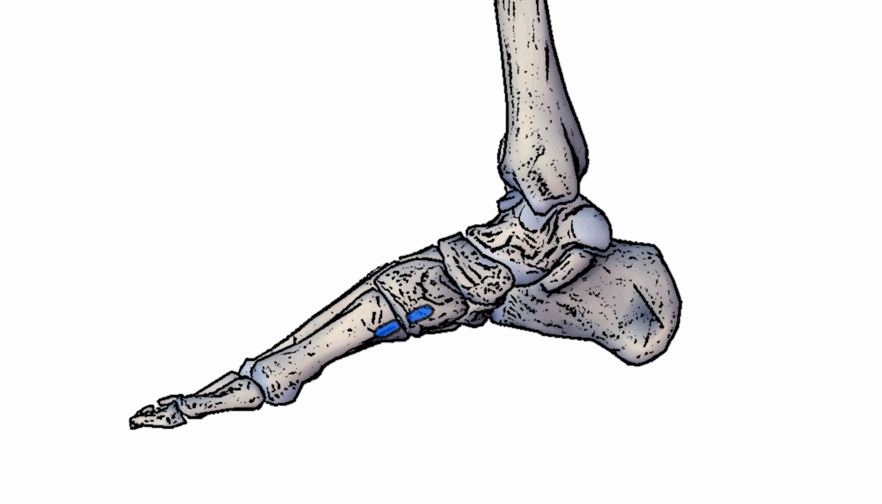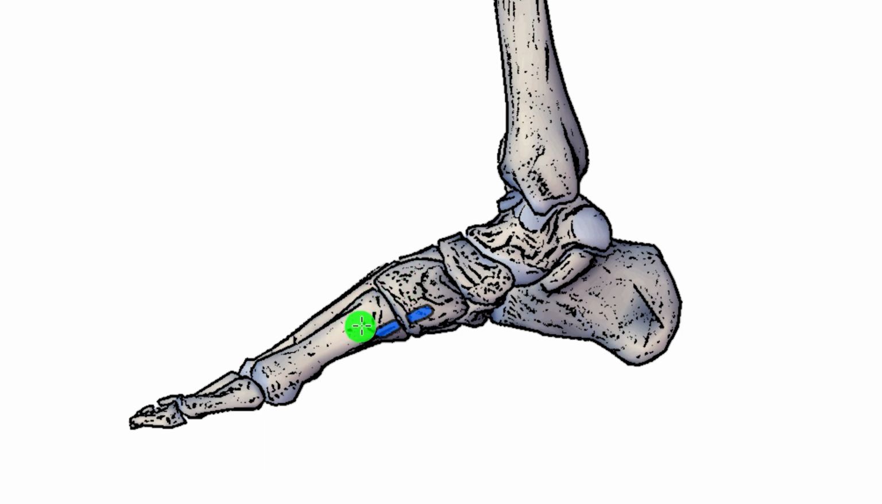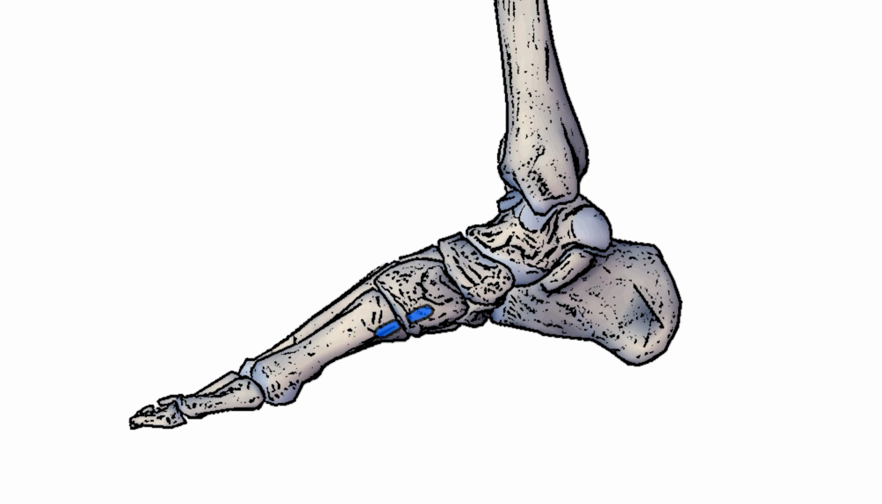So now you can see I've highlighted those insertion points here in blue, and our first insertion point is going to be this section here, and that's inserting onto the medial cuneiform bone. Our next insertion is on this bit here, and you can see it's on the base of the first metatarsal bone. So let's take a look at the actions next.